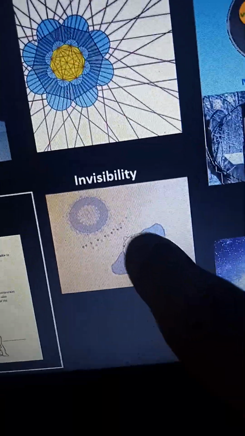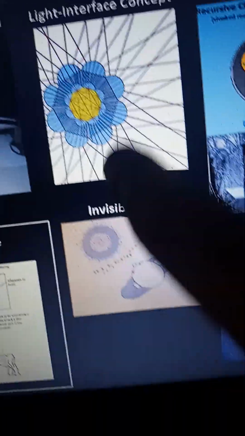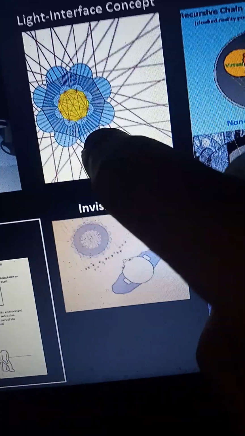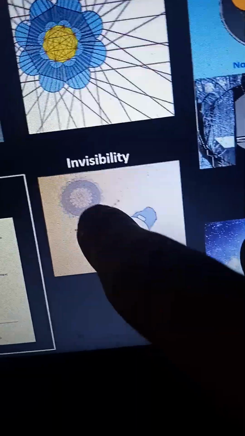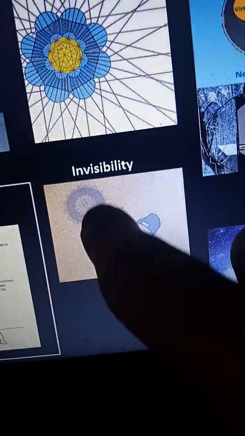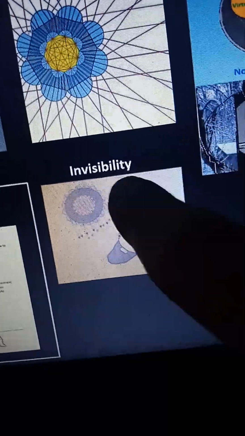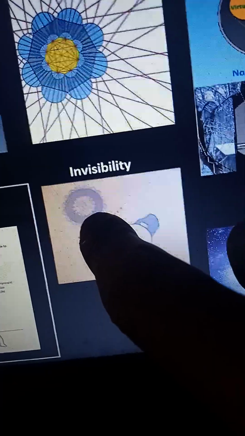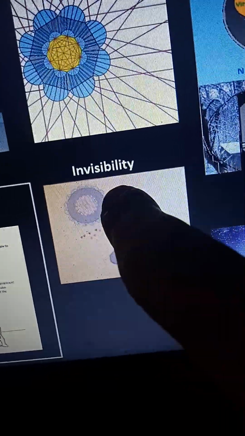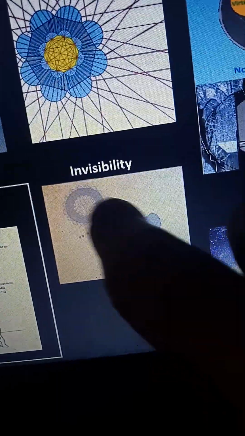This is an illustration of a person looking at a light interface, a concept for a light interface. And a light interface is all it is: a nested shape of the object that you want to make invisible, but in a more concentrated form so you can hide something in between. This is an intersection also of a visual reality.